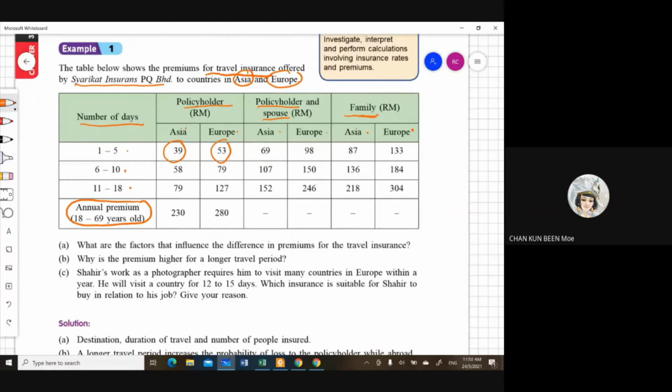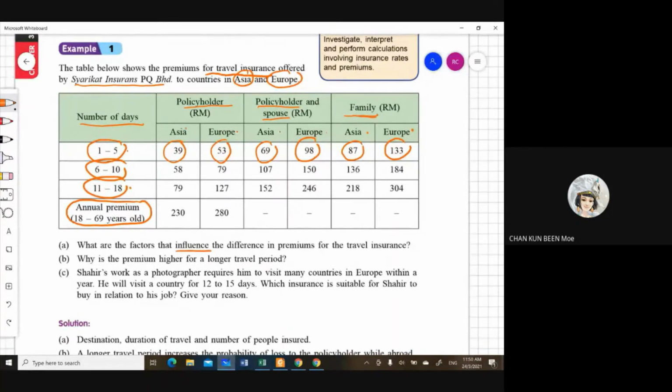And then the policyholder with the spouse, 69 ringgit. If go to Europe, 98 ringgit. And then for the family package, 87 ringgit go to Asia, Europe, 133. And also the number of days. If the number of days 1 to 5, there is a price. If 6 to 10 days, this is the price. 11 to 18 days, this is the price. So there are a few things that will influence the difference in premium.